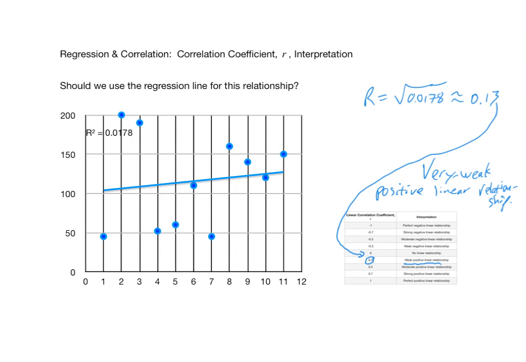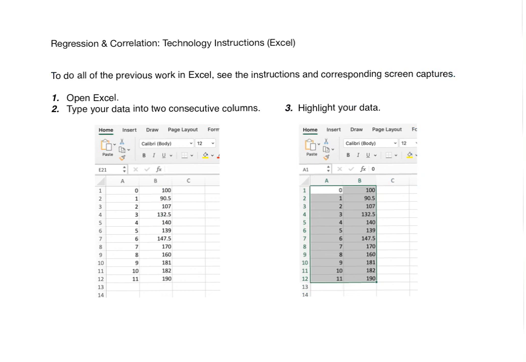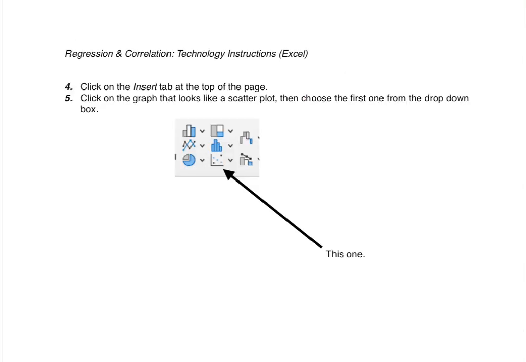The next 3 slides will show you precisely what you need to do in Excel to be able to get a scatter plot, get a regression line, a correlation coefficient, and to have Excel put the regression line in your scatter plot. First, of course, you need to open Excel and type your data into 2 consecutive columns. You need to highlight the data. Then click on the Insert tab at the top of the page. So you click on Insert, and you want to click on the graph that looks like a scatter plot, this one right here. Once you do that, choose the first one from the drop-down box.